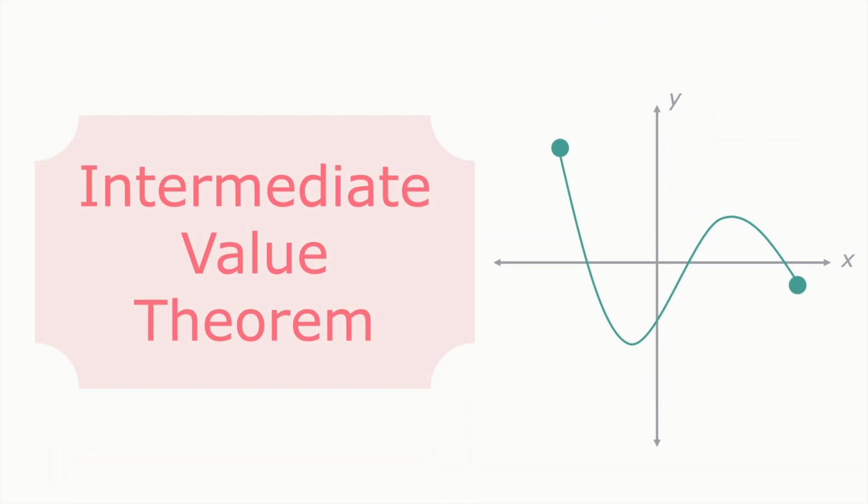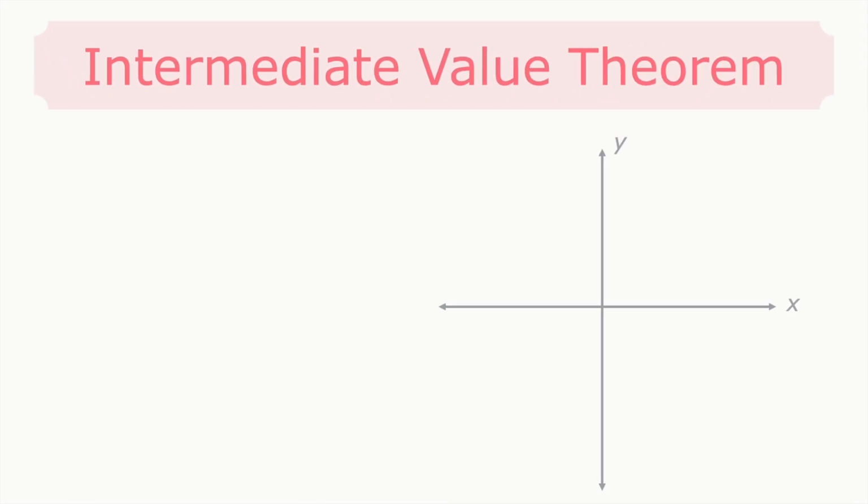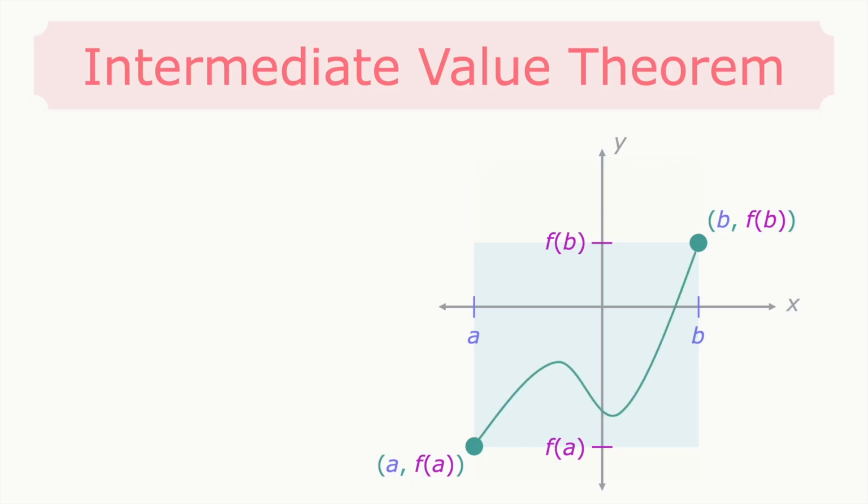Let's learn about the Intermediate Value Theorem. The Intermediate Value Theorem tells us that for a continuous function on some interval from a to b, the function will have to hit every y value in between the y value at x equals a and the y value at x equals b. This makes sense because if we look at a graph, there's no way to connect f of a and f of b without crossing every value in between, unless we draw a graph that's not continuous.